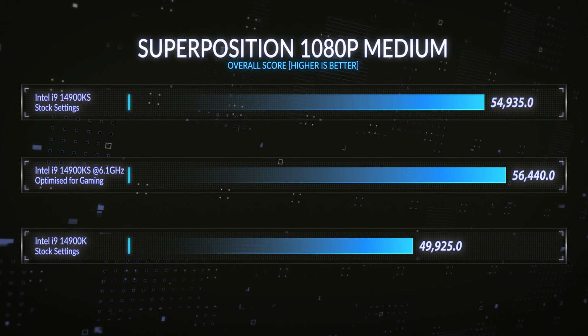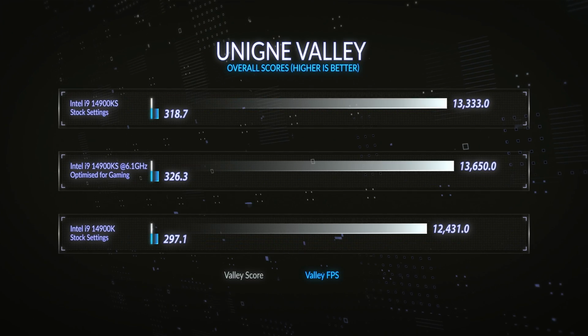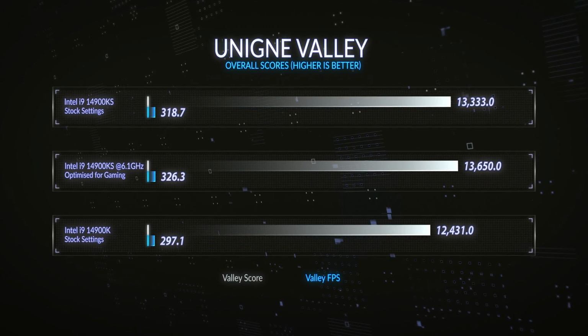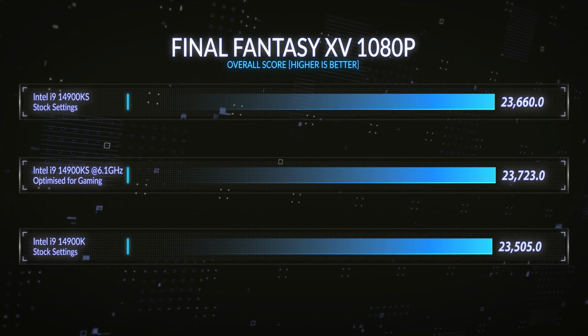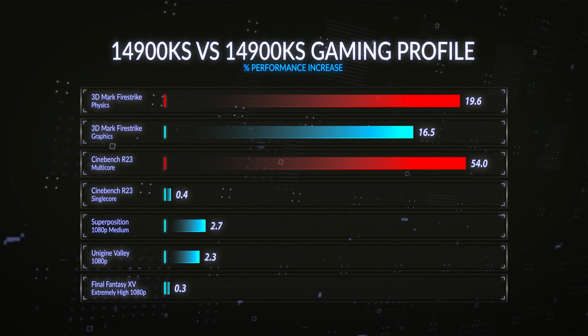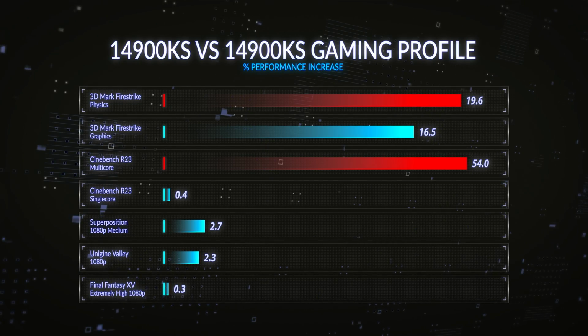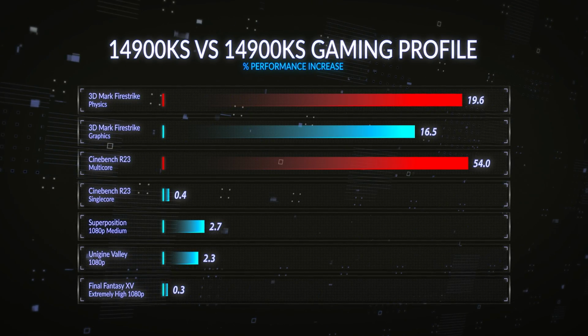Superposition saw a 2.7% improvement. Valley saw a 2.3% improvement. And Final Fantasy saw a 0.3% improvement. So overall, the gaming profile gains were 4.5% versus stock in the gaming benchmarks.